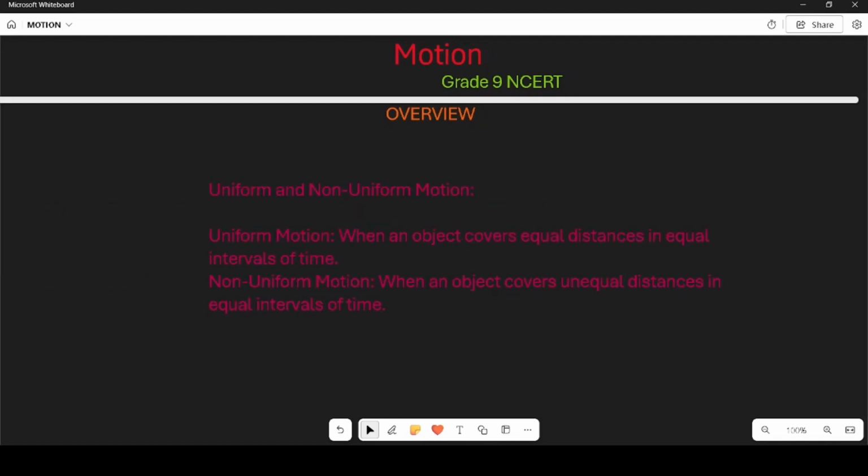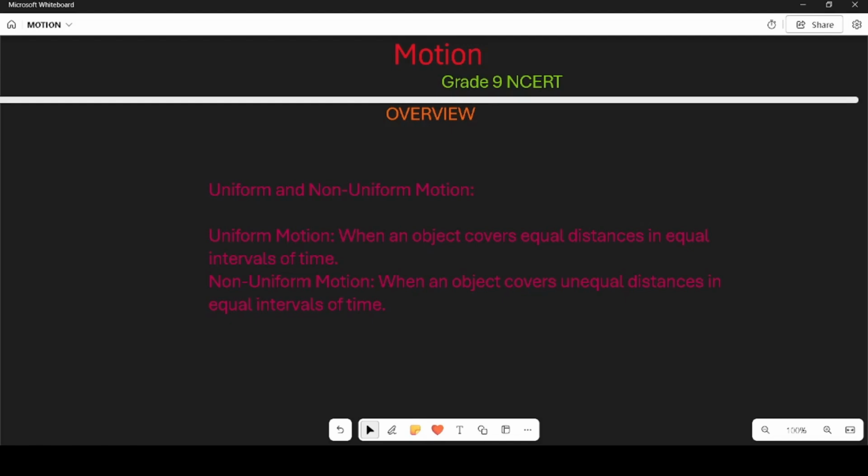Now let's talk about uniform and non-uniform motion. When an object covers equal distances in equal intervals of time, it's called uniform motion. So if an object is moving 1 meter every second, it's uniform motion because it's moving equal distances in equal intervals of time. Non-uniform motion is when an object covers unequal distances in equal intervals of time.